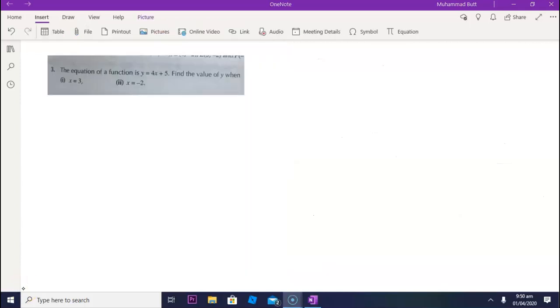Now let's try question number 3 of exercise 6A. It states that the equation of a function is y equals 4x plus 5. Find the value of y when x is 3 and x is minus 2. Over here you are not required to plot the points on the graph. They are only telling you to find out the value of the output, and that is y.